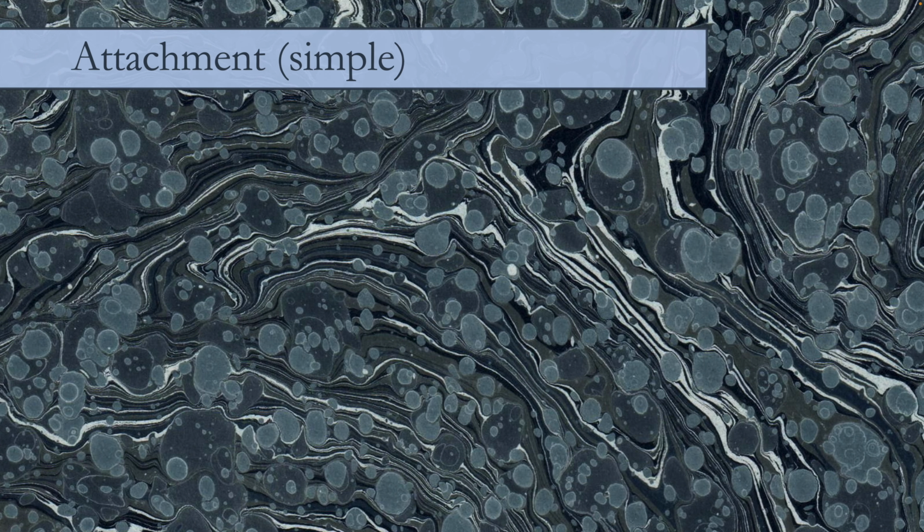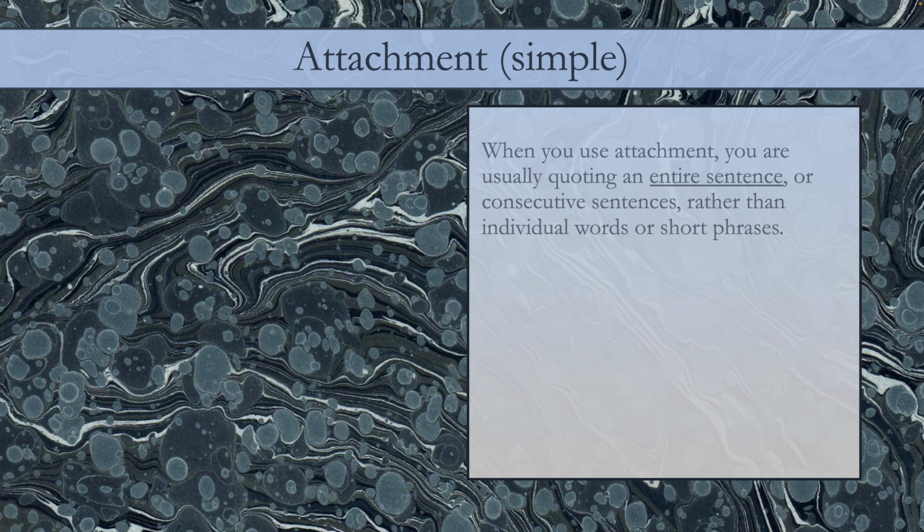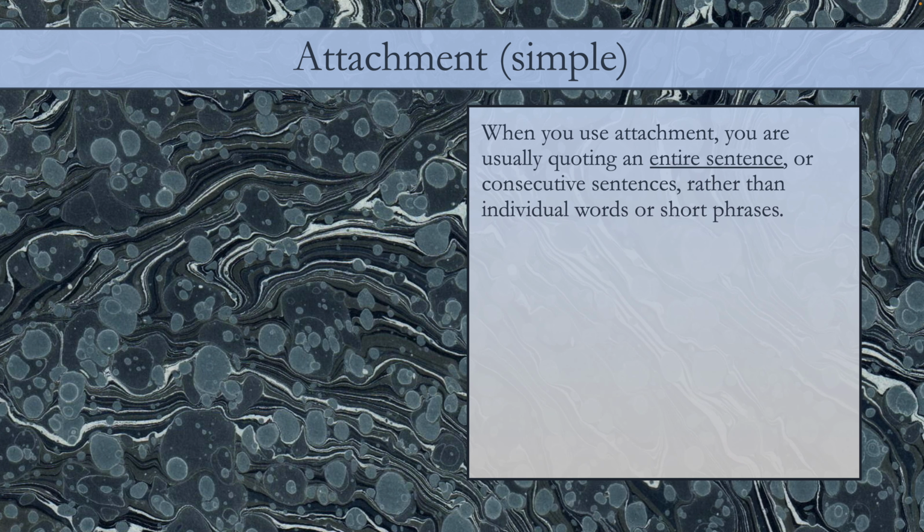There are two kinds of attachment, actually. So there's simple attachment and then there's complex attachment. We'll get to complex attachment in a moment, but there are three major methods that you're going to learn. The two forms of attachment, simple and complex, and then integration, which is the most difficult for students, so we'll save that one for last. But starting with simple attachment, when you use attachment, you are usually quoting an entire sentence. It's important to understand, when you're using the attachment method, whether it's simple or complex, you are usually quoting an entire sentence or sometimes multiple sentences rather than individual words or short phrases.